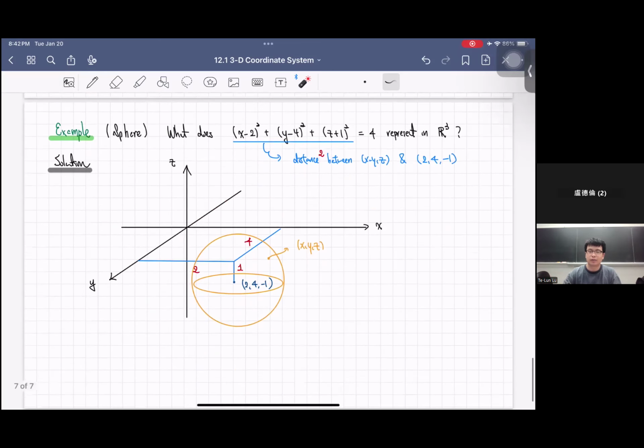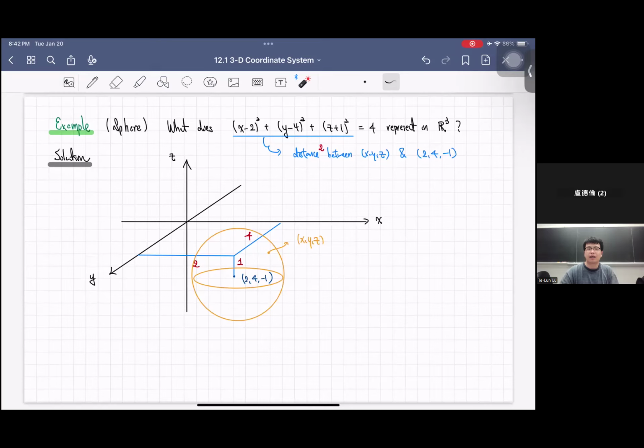We will be coming back to this diagram afterwards because we will be interested in different kinds of surfaces in 3D space. And to actually draw the surface, you will require some technique, which we will introduce later.